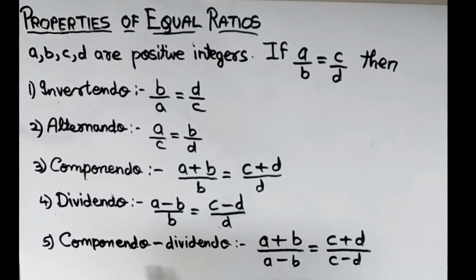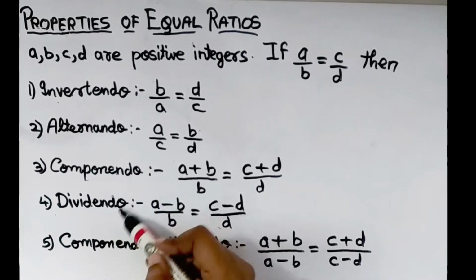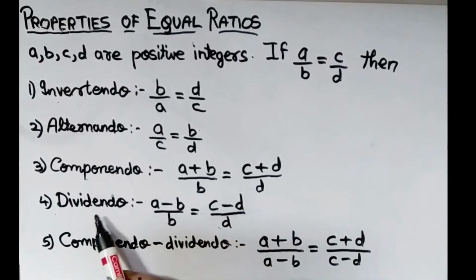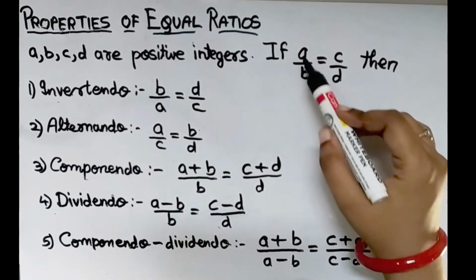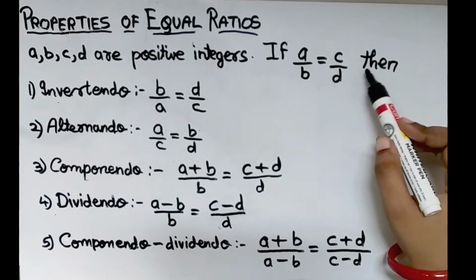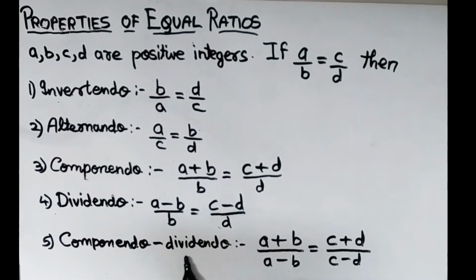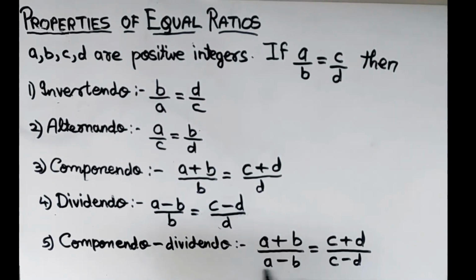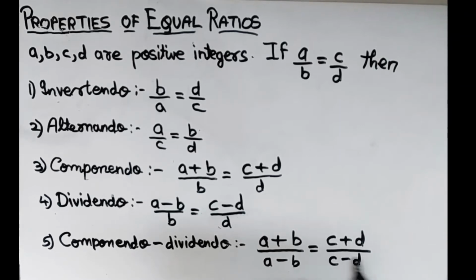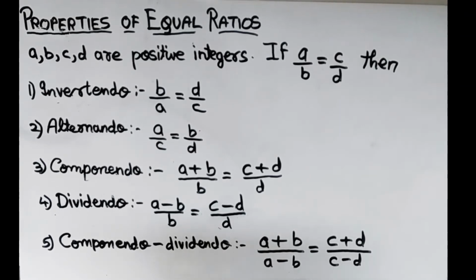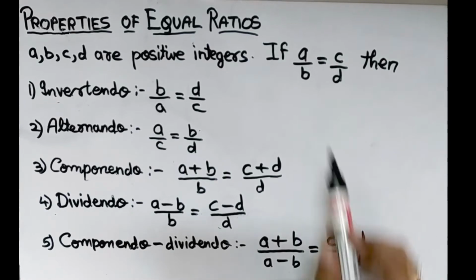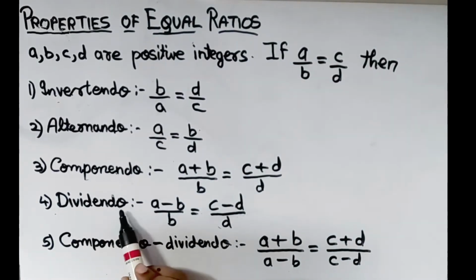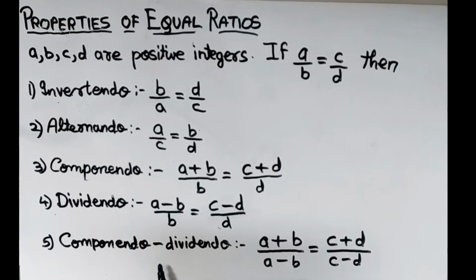Now the fifth property, componendo dividendo. From the name itself you can see it is a mixture of both properties, componendo and dividendo, together. So if A upon B is equal to C upon D, then componendo dividendo means A plus B upon A minus B is equal to C plus D upon C minus D. In the numerator we add both the terms of the ratio, and in the denominator we subtract. Componendo and dividendo together we apply in this property.